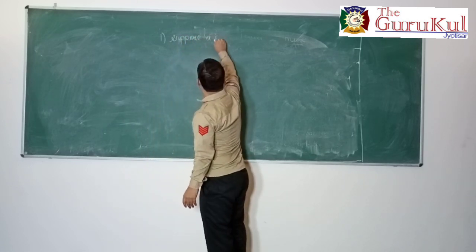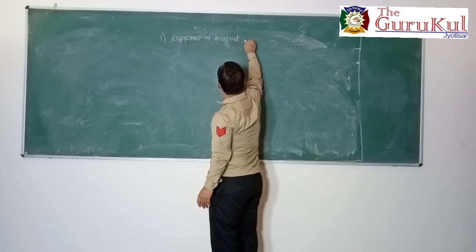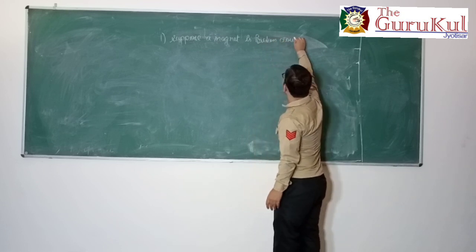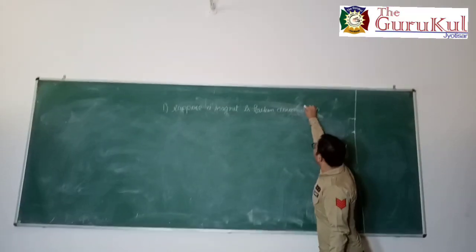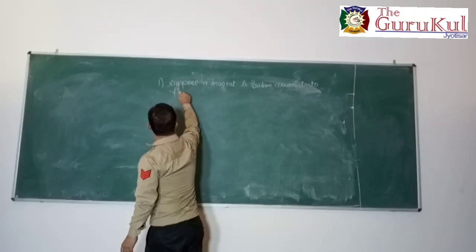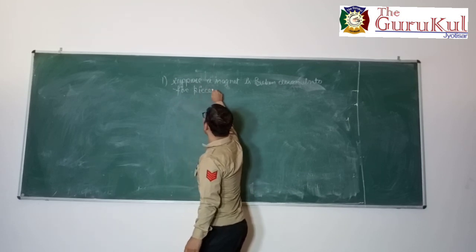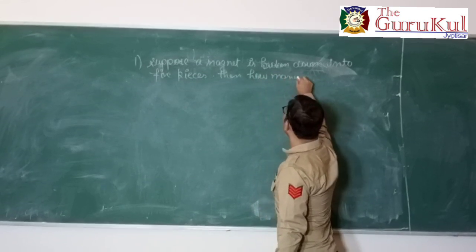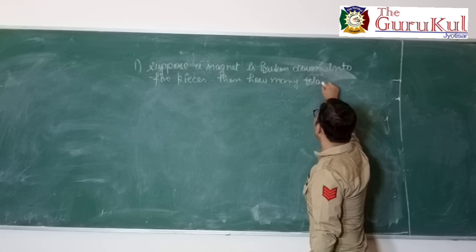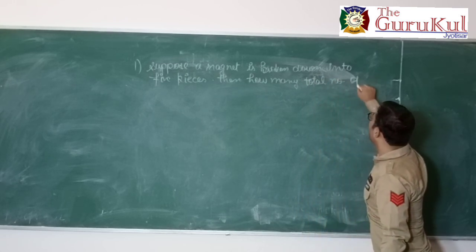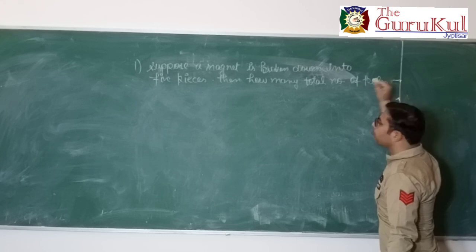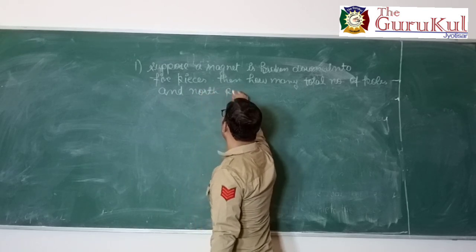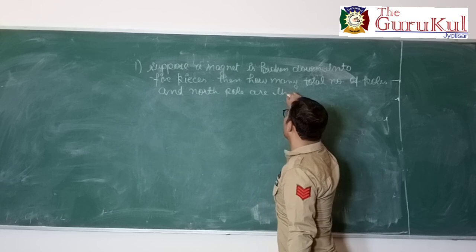Suppose a magnet is broken down into 5 pieces, then how many total number of poles, and north poles, are there?